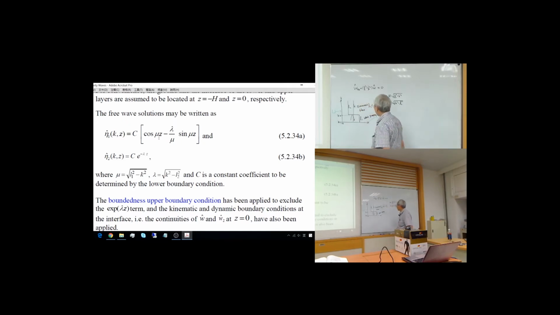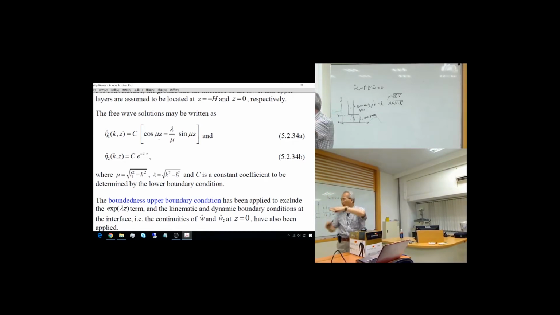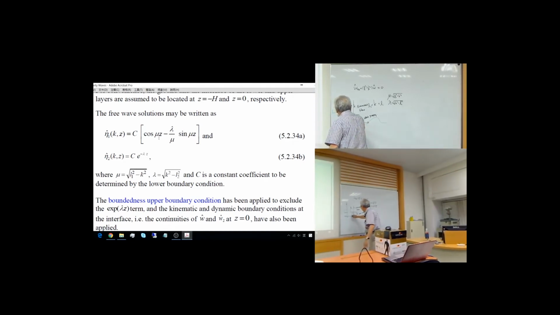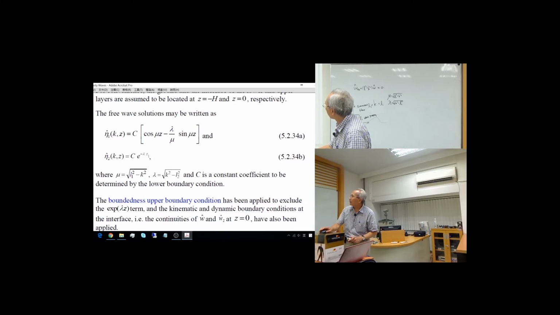Propagating flow regime. So we have two regimes here. And this one requires that the wave is not going to amplify with height, because the source of the energy is here. So that means we are going to have this C times e to the negative lambda g, and then we knock out the positive lambda g term. Okay, we have two solutions, two terms here.